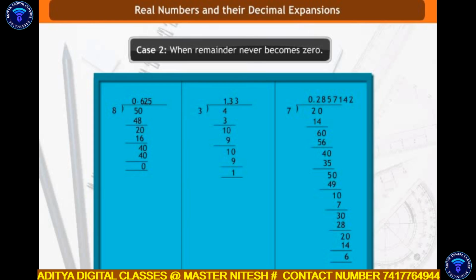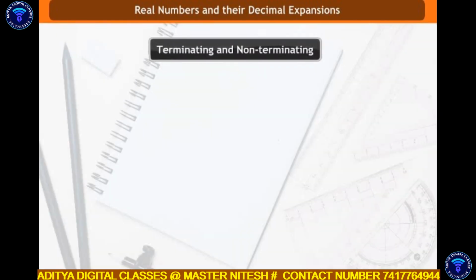The decimal expansion of rational numbers is either terminating or non-terminating and repetitive. Whenever we divide 2 by 7, we get 0.285714285714 and so on, which is equal to 0.285714 bar. Here 0.285714 bar means that the group of digits 285714 is repeating.